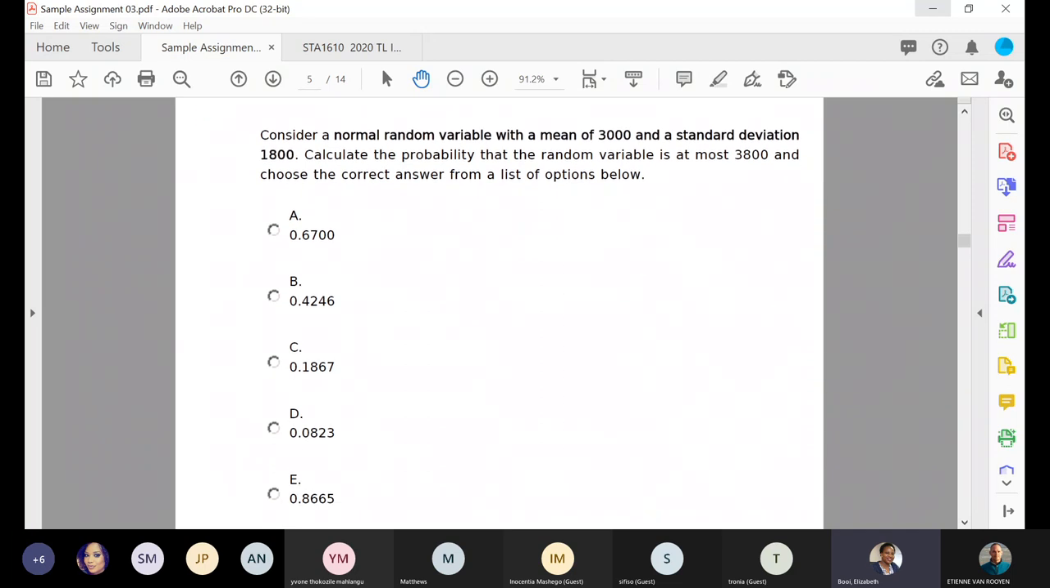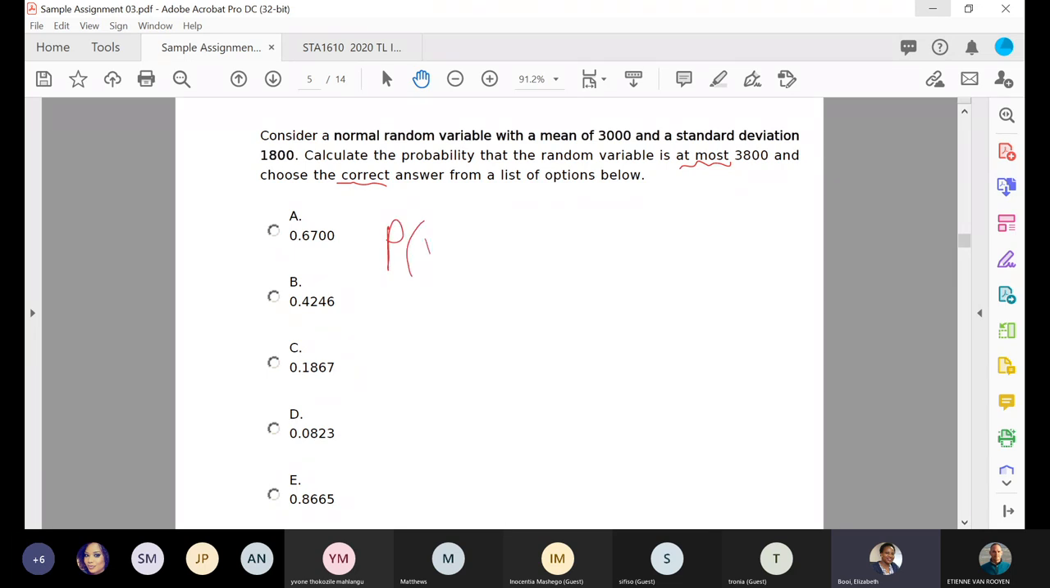Moving on to the next one. Consider a normal random variable with a mean of 3,000 and a standard deviation of 1,800. Calculate the probability that the random variable is at most 3,800, and choose the correct answer from the options. You still need to remember what the signs mean. At most.